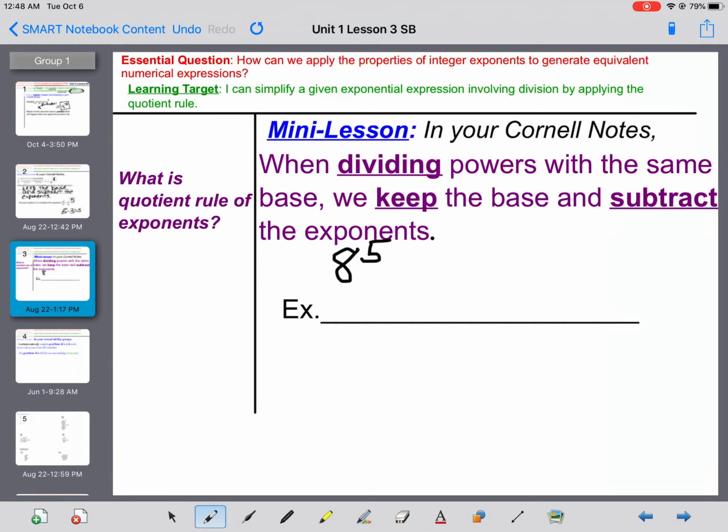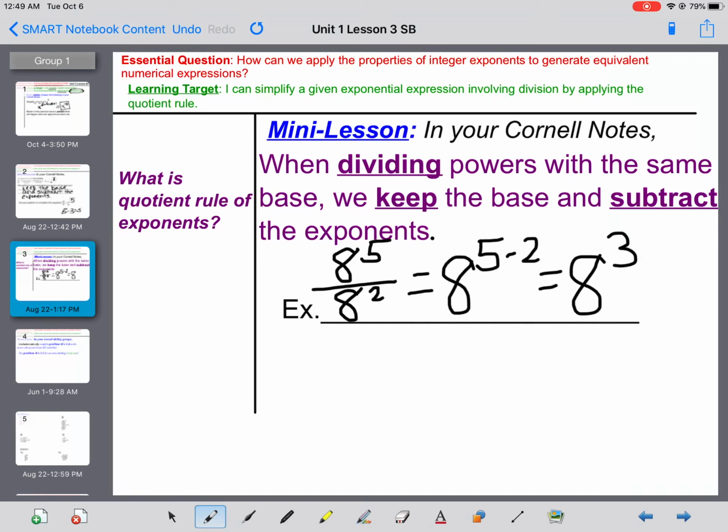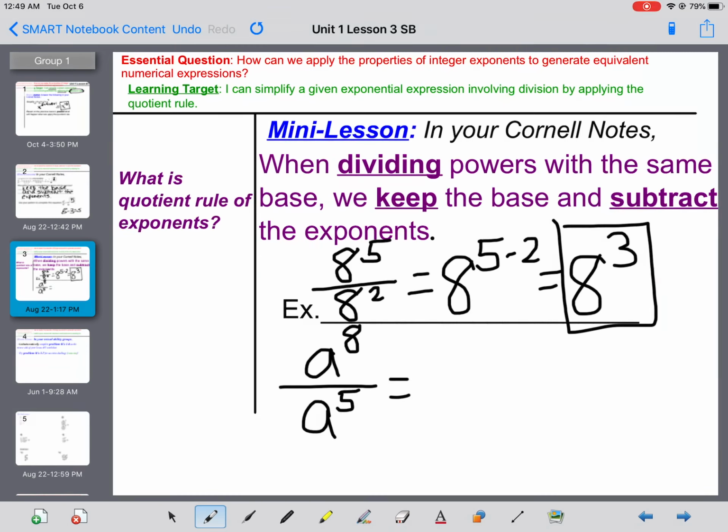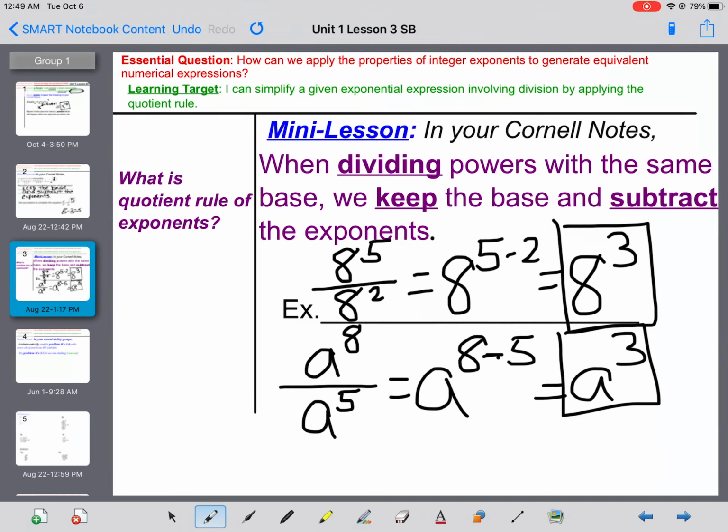If we have 8 raised to the 5th power over 8 raised to the 2nd power, what we're going to do is we're going to keep the base and subtract the exponents. 5 minus 2 equals 8 to the 3rd power. Another example with variables, let's say we have a raised to the 8th power over a raised to the 5th power equals a to the 8 minus 5, sorry, that's a subtraction sign, a to the 3rd power.